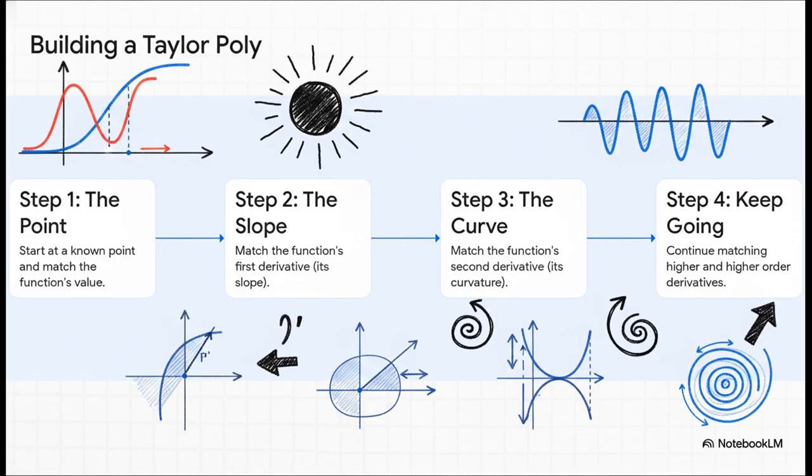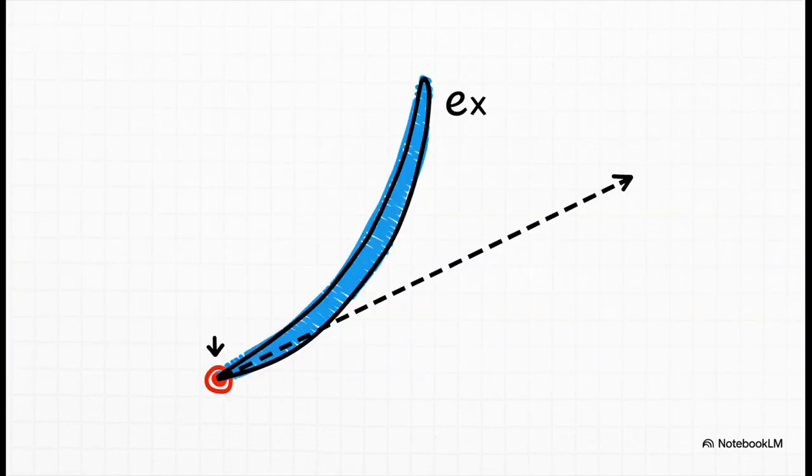It's brilliant. First, we pin our approximation down at a point we already know, making sure the values match up. Then, we make sure it's pointing in the right direction by matching the slope. That's the first derivative. But then, and this is the key, we also match its curvature, its bendiness, using the second derivative. And the most amazing part? We don't have to stop there. We can keep matching the third, fourth, fifth derivatives, and on, forcing our simple little polynomial to copy the original function almost perfectly. So let's circle back to our old friend e to the x.